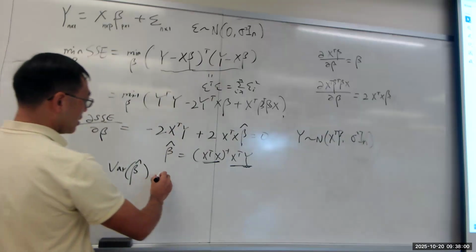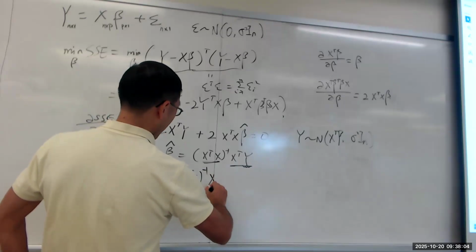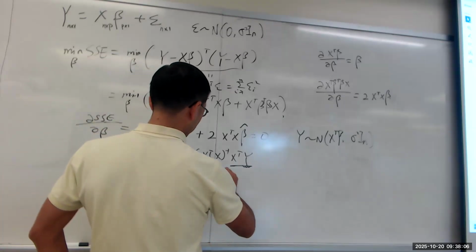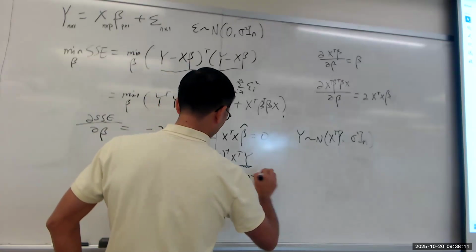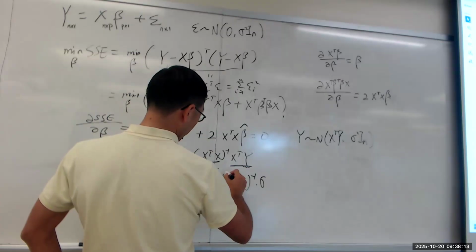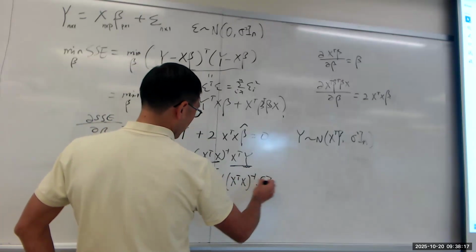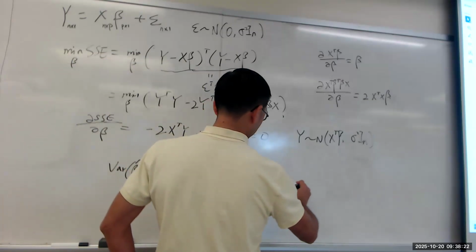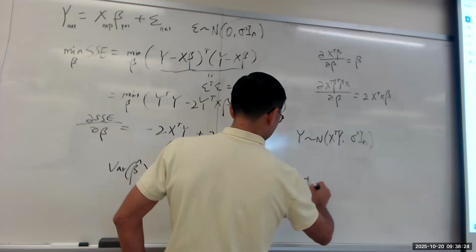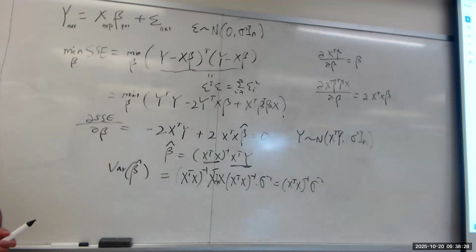So the variance of beta hat will be equal to x transpose x inverse, x transpose, x, then x transpose x inverse times sigma square. Well, the sigma square should be in the middle, but since it is just the identity, it doesn't really matter. So this is just equal to x transpose x inverse sigma square.